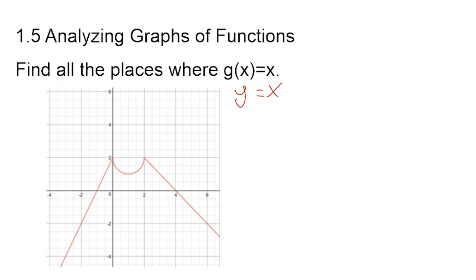All right, the first one that you probably noticed is this one right here. That would be the point 2, 2. There's also a point down here that would be at negative 2, negative 2. And then lastly, the one that tends to not be seen as easily is there's a point right here, which would be the point 1, 1.